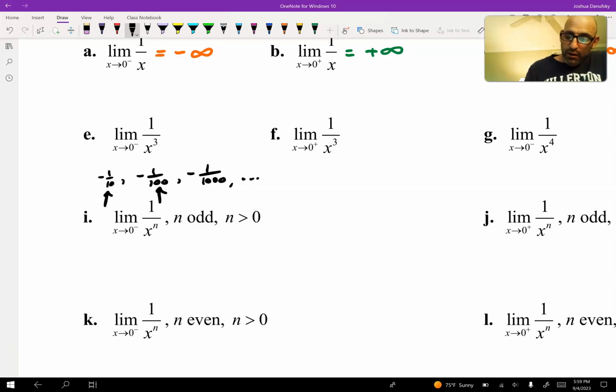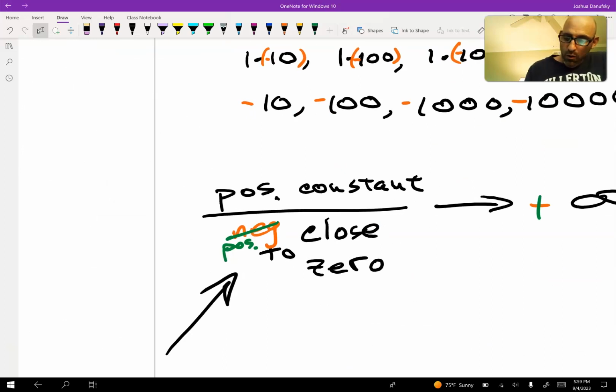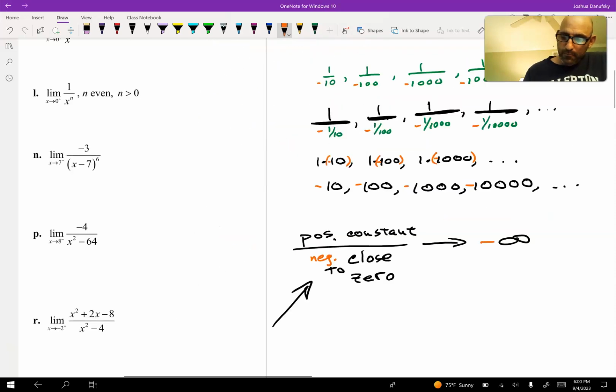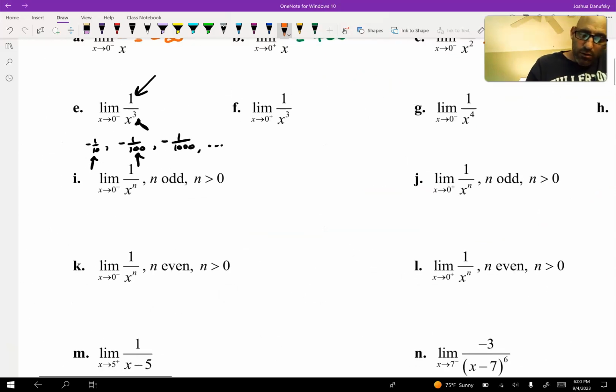So what we end up with is a positive constant on top and negative close to 0 on the bottom. So if we come back to this guy, I'm going to keep coming back to this. We've got negative close to 0 with a positive constant on top, which is going to take us to, if it erases, negative infinity. And so here is our negative infinity here.